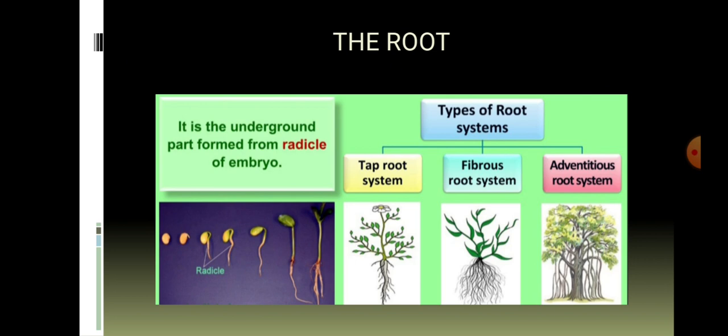It includes the types of root, functions of root, regions of root and modification of root. Firstly, we're going to talk about what is root. It is the underground part formed from the radicle of the embryo. Three types of root system are present, that are taproot system, fibrous root system and adventitious root system.